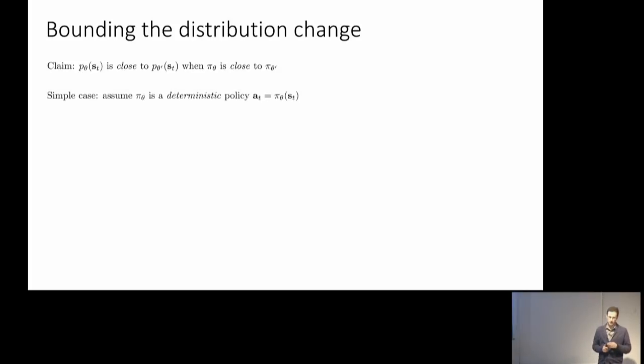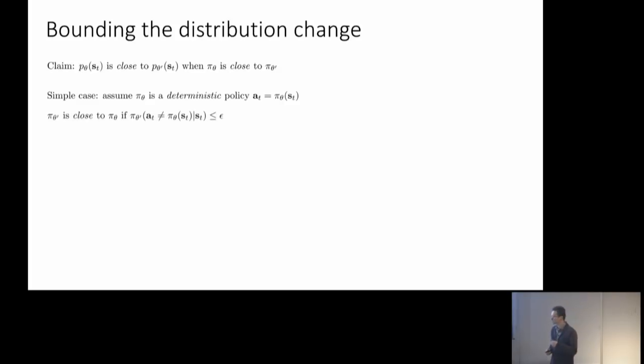So the simple case I'll start with is, what if pi theta, the old policy, is deterministic? It's really not, it's stochastic. But let's analyze the case where it's deterministic, because that's going to be really easy, and then we'll go to the case where it's stochastic. So if pi theta is deterministic, meaning it's just a function that gives you an action in every state, then we can define close as follows.